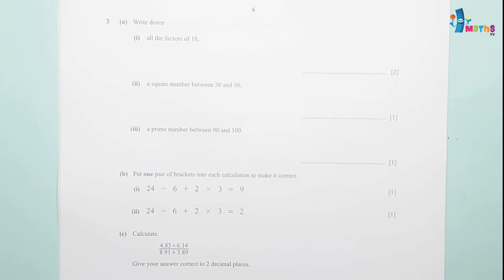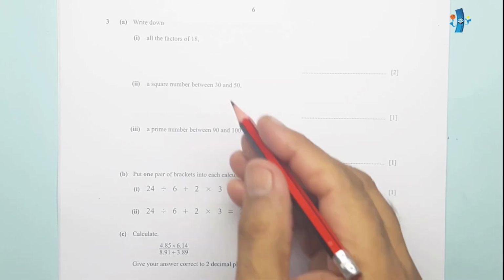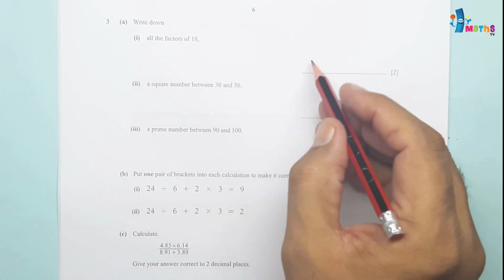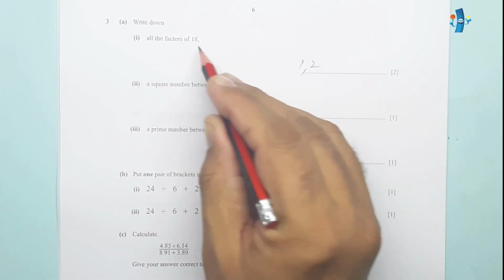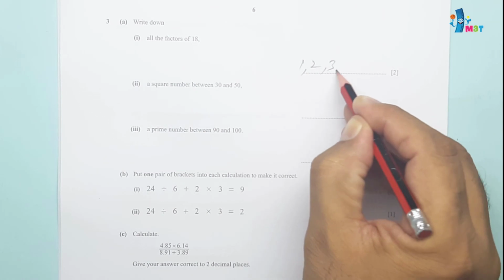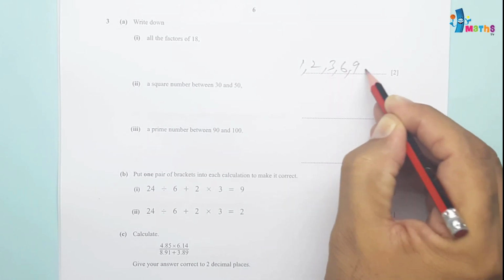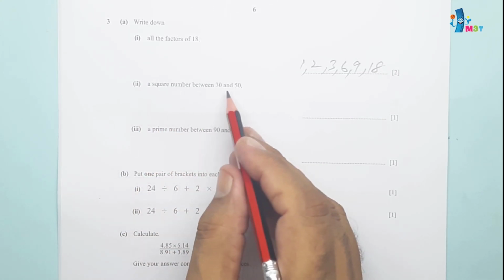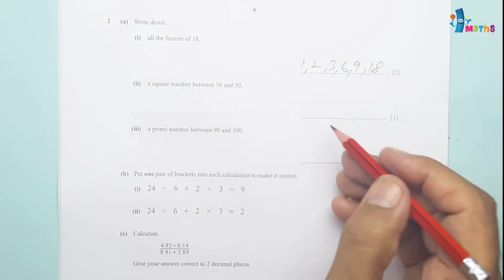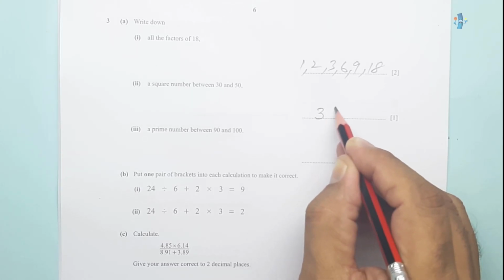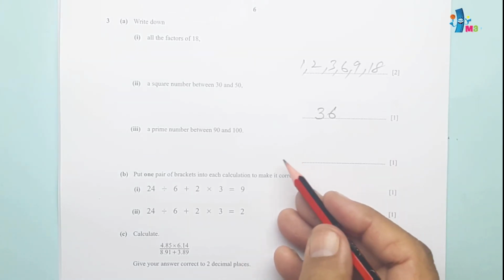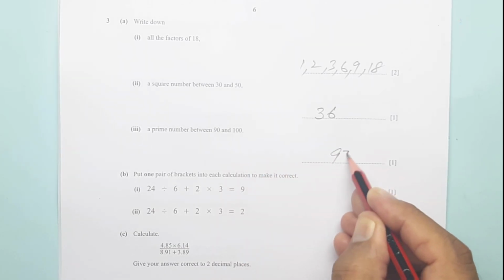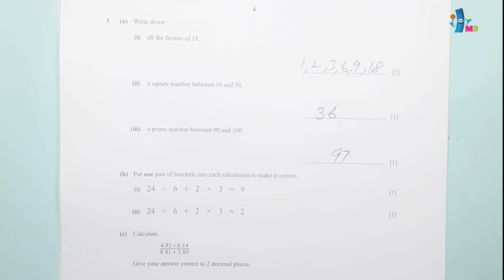Now question number 3, write down all the factors of 18. Factors are the numbers which completely divide this without any remainder. So the factors are 1, 2, 3, 6, 9 and 18. Then a square number between 30 and 50, you can write 36. Even 49 is also a square number, but I am writing 36. A prime number between 90 and 100, we can take 97, which is a prime number.